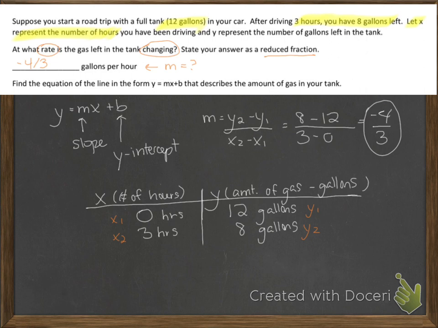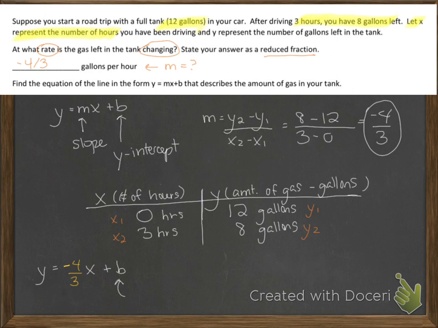Okay. So we have the slope, right? What other piece of information do we need in order to build our entire equation? Well, let's see. So again, we start with y equals mx plus b. Well, what did we just find? We just found m, didn't we? So instead of m, we can write -4/3 right there. So we have -4/3 x plus something.